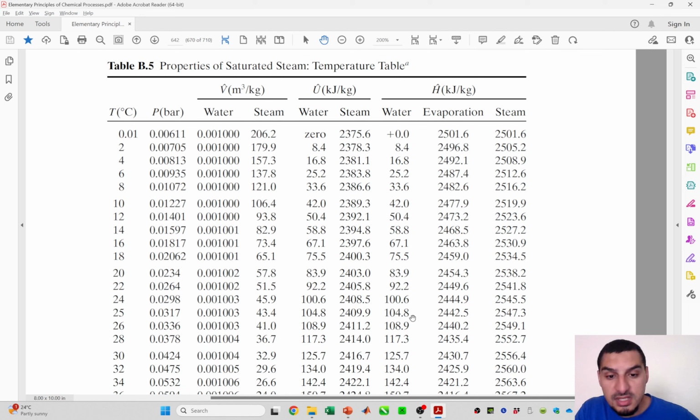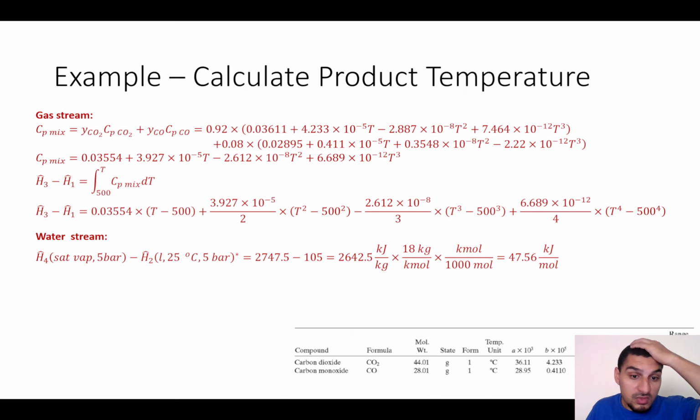So we are taking this enthalpy here, which is 104.8, to be the enthalpy of water, of the feed, because I know the pressure here is very, very low. It's 0.0317, but I know that the effect of pressure between 0.0317 and 5 bars is going to be minimal. And it's not so significant, so I can take this number as the enthalpy of the water of the feed stream.